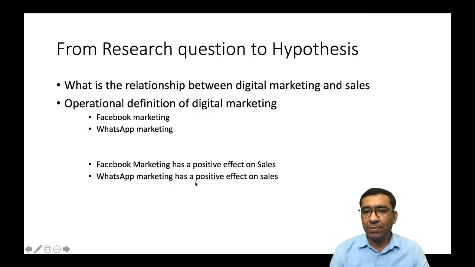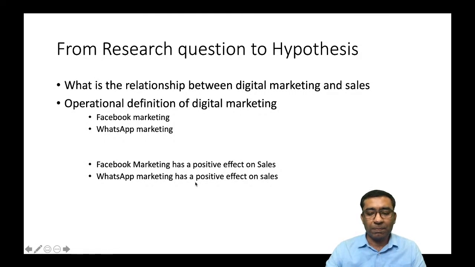Now what would be my hypothesis? My hypotheses are very simple. Facebook marketing has a positive effect on sales, or Facebook marketing influences company sales. And then WhatsApp marketing has a positive effect on sales, or WhatsApp marketing has an influence on sales. So this is a very simple hypothesis which I developed from the operational definition and research question. I hope this concept is very clear, how we develop hypotheses.